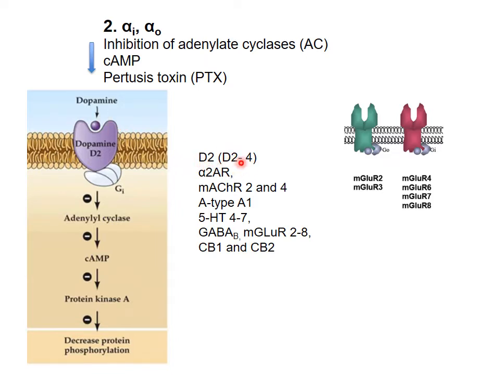This is your D2 receptor group: D2, 3, and 4 receptors, and alpha adrenergic receptors. Beta adrenergics are stimulatory, but alpha are going to be inhibitory, the same way as D1 receptors are stimulatory but D2 are inhibitory. Also muscarinic acetylcholine receptors 2 and 4, somatostatin receptor, quite a big number of serotonin receptors, GABA B, mGluRs 2 to 8, where most of them, 2 and 3, are Go and the others are Gi, and cannabinoid receptors CB1 and CB2.